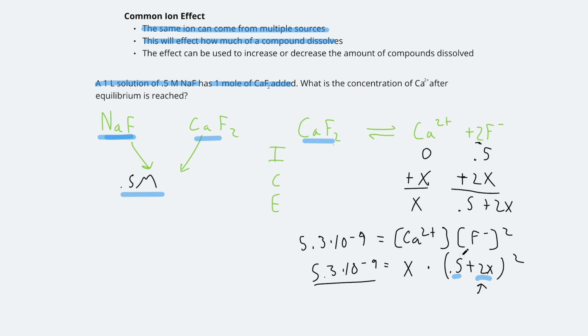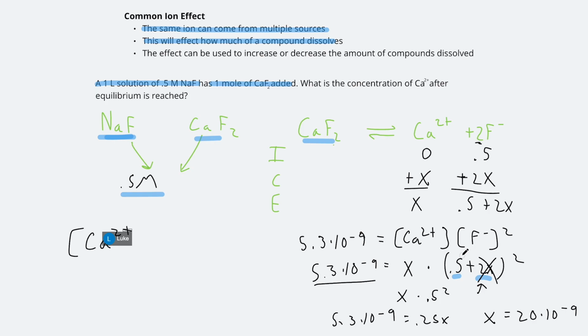So what we can do is actually just cross out 2x because we're going to basically end up with 0.5 regardless. So then the right side of our equation becomes x times 0.5 squared, which is a much easier number to work with. So finally we end up with 5.3 times 10 to the negative 9 equals 0.25x. So you divide the left side by 0.25, which is basically the same thing as multiplying it by 4. So then x equals, and we're going to do some rounding here, 20 times 10 to the negative 9. So that means that our concentration of calcium ions equals 20 times 10 to the negative 9.